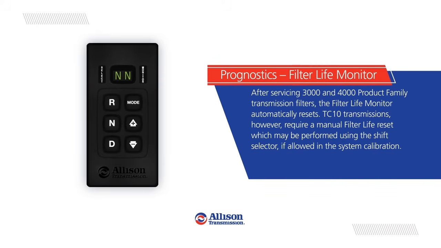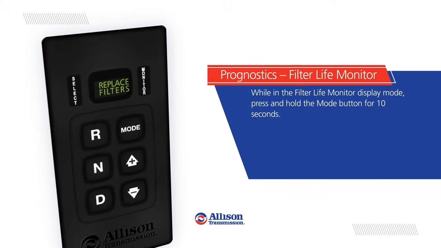After servicing 3000 and 4000 product family transmission filters, the Filter Life Monitor automatically resets. TC10 transmissions, however, require a manual filter life reset, which may be performed using the shift selector if allowed in the system calibration. While in the Filter Life Monitor display mode, press and hold the mode button for 10 seconds.